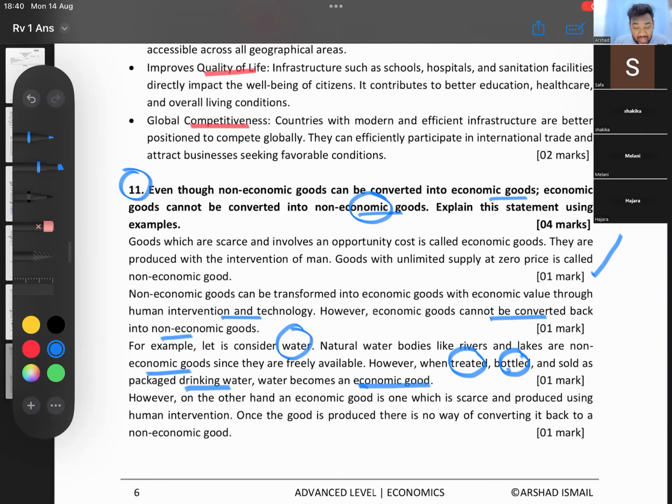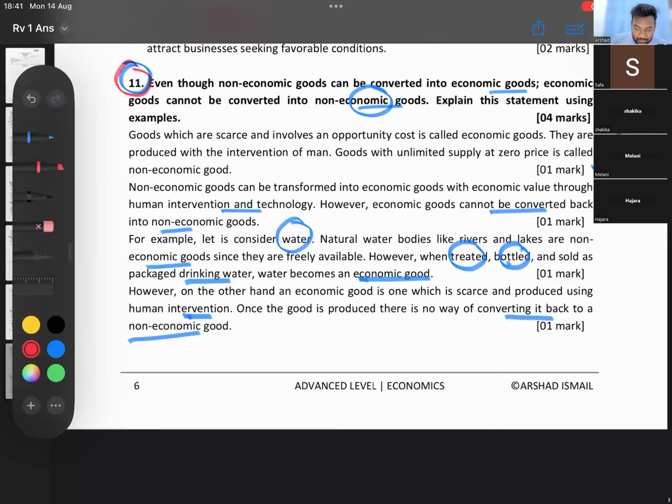However, on the other hand, an economic good is one which is scarce and produced using human intervention. Once the good is produced, there is no way of converting it back. So the normal story, which you and me kind of know. So the questions, guys, are a little hard, not very easy and direct. I usually pick the little bit of tricky questions. So that is basically it with the paper.